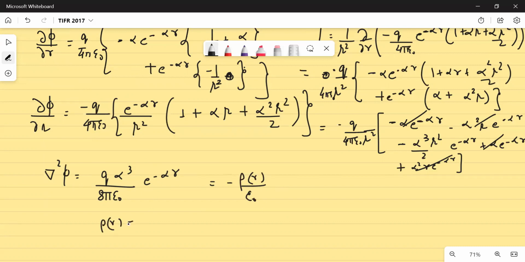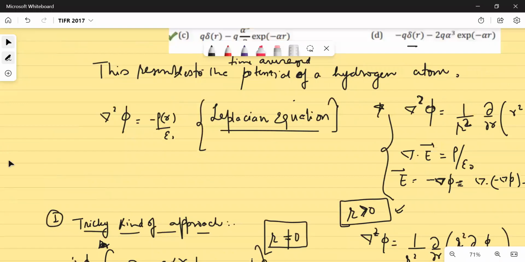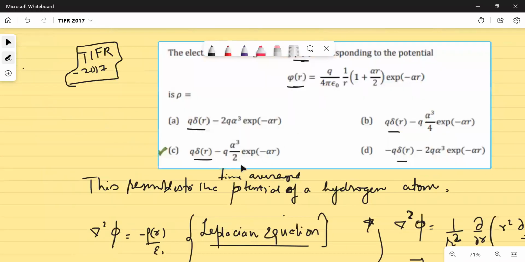So rho as a function of r can be written as minus q alpha cube divided by 8 pi, and then you have this e to the power minus alpha. So rho as a function of r is given by minus q alpha cube e to the power minus alpha upon 8 pi. Now, if you see the options, the options are not having 8 pi.